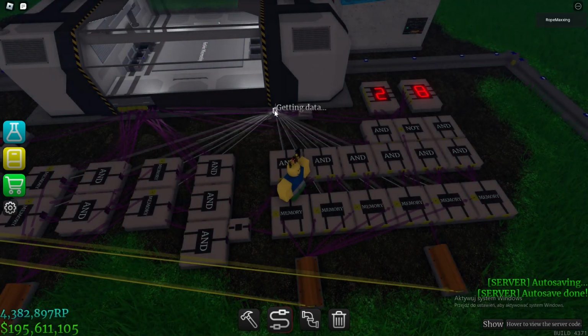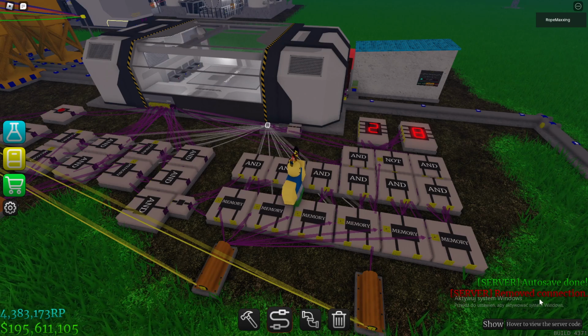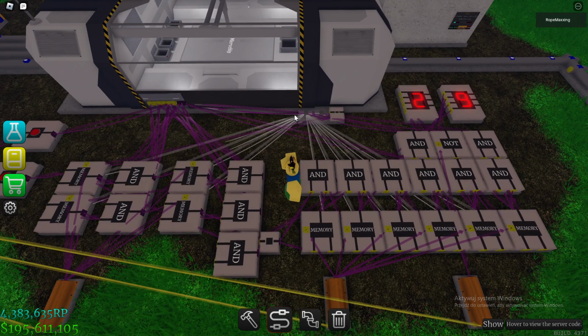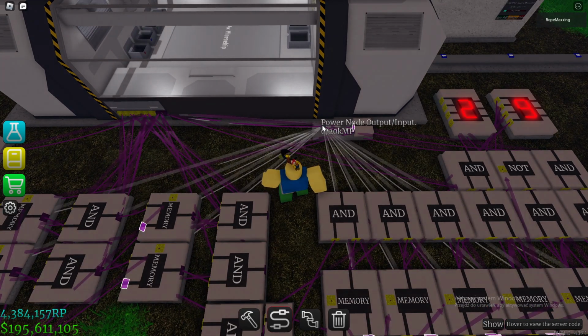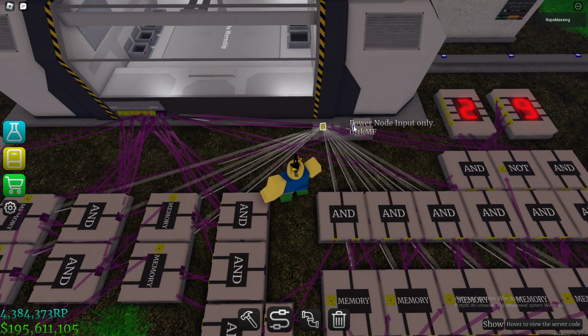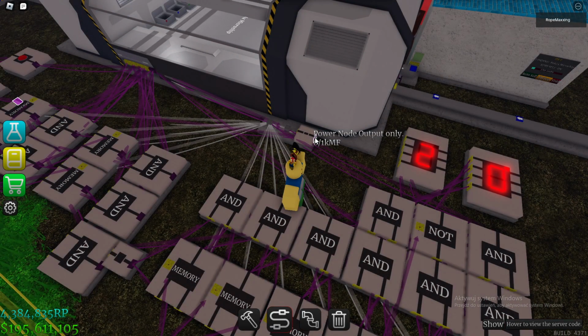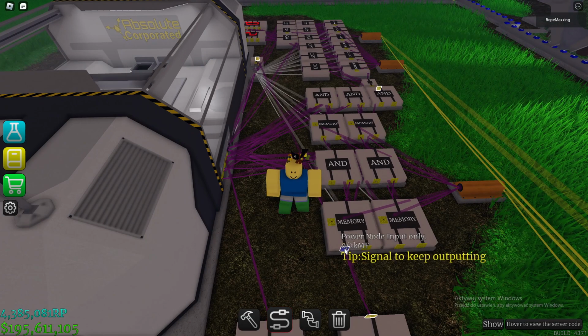This one too, I don't know why it doesn't light up, but it is connected. As you can see, it removed the connection now, and now it's connected. So I don't know why it doesn't light up, but it is connected. So just connect it into every memory reset, and also connect it into the logic delay right here, and then connect this logic delay into the beginning of the circuit right here. Connect it into the signal to keep outputting.